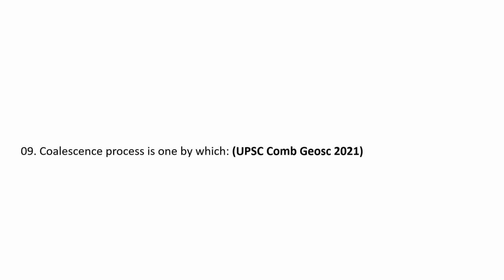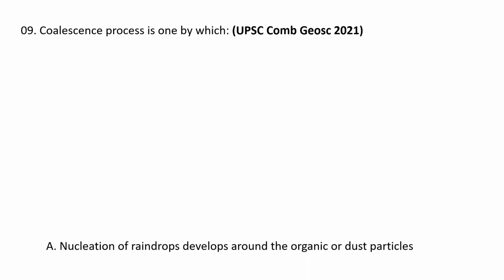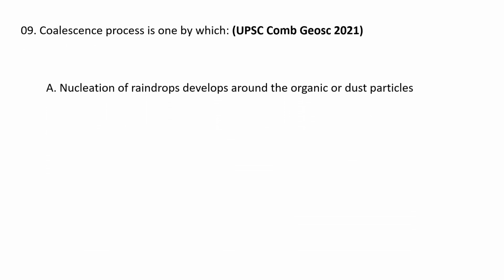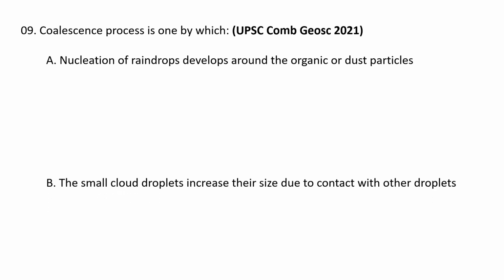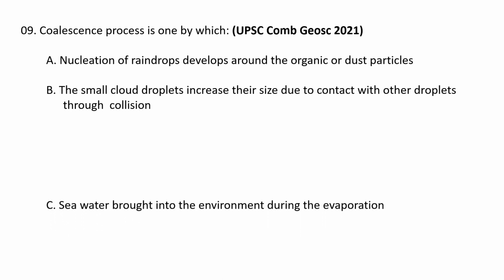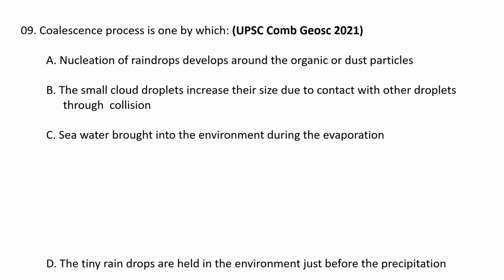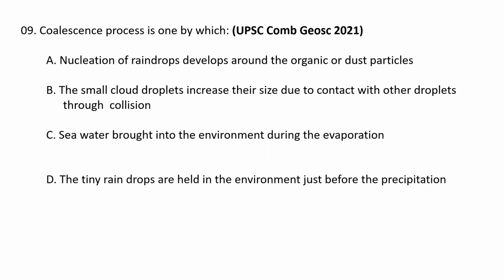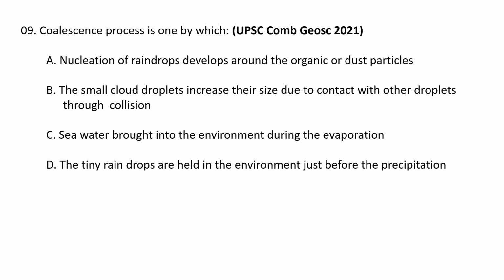Next question. Coalescence process is one by which A. Nucleation of raindrops develop around the organic or dust particles. B. The small cloud droplets increase their size due to contact with other droplets through collision. C. Seawater brought into the environment during the evaporation. And D. The tiny raindrops are held in the environment just before the precipitation.